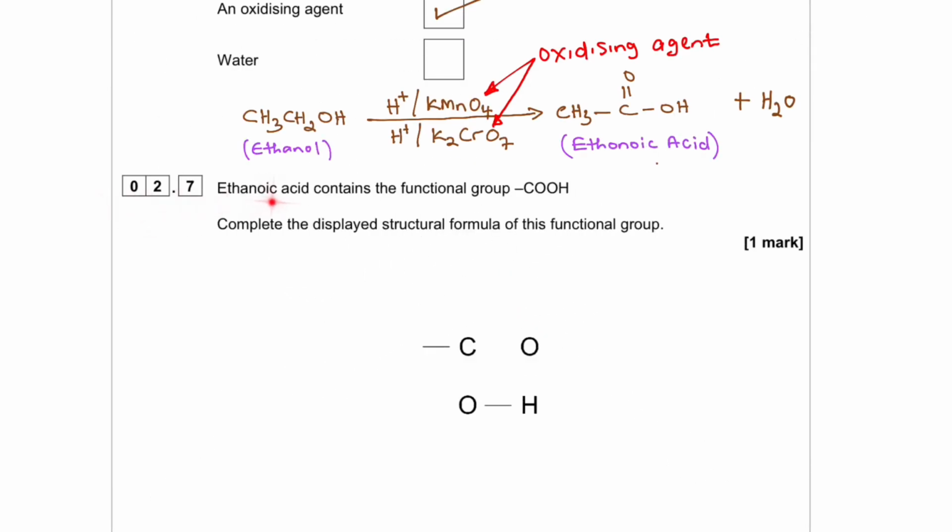Question 2.7. Ethanoic acid contains a functional group. This functional group here is the carboxylic acid group. Complete the displayed structural formula of this functional group. We start off with the methyl group, CH3, and this C is bonded with a double bond to oxygen. It's also bonded to OH, so we need to show the double bond to O here. And that's the displayed structure.